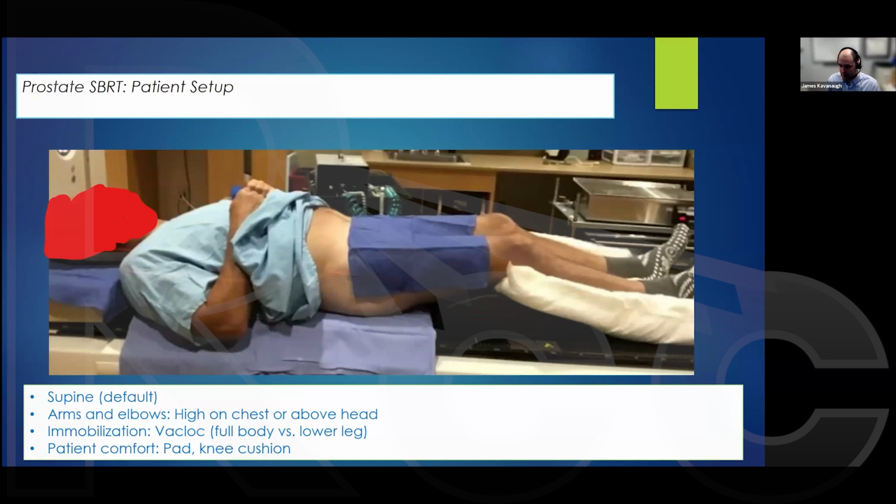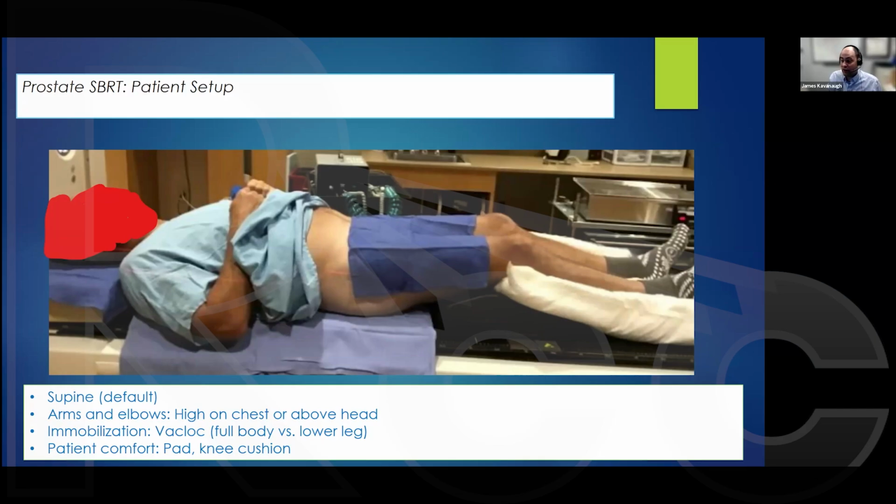Something like this is pretty standard, where the patient's supine, arms at chest and elbows up, so arms on chest, elbows up as much as possible. If the physician anticipates having a nodal chain that goes up fairly high into the lumbar spine, we may do arms overhead. That's a little bit uncomfortable for the patient though, so we try to keep it as high on the chest as possible.